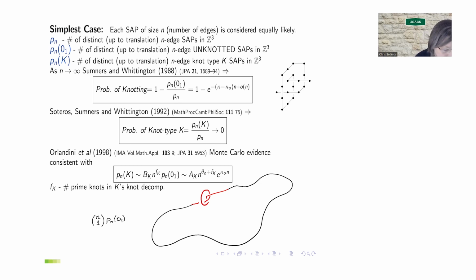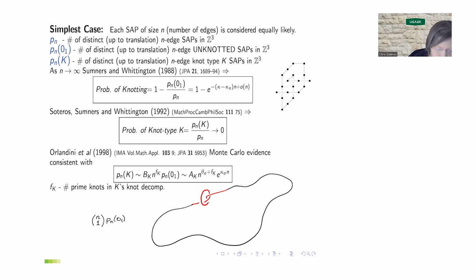There was numerical work by Orlandini et al., a paper earlier in 1996 and then in 1998, in which they conjectured that the scaling form for these counts goes like n to the f_K times the number of unknots, where f_K is the number of prime knots in the knot decomposition K. This is consistent with the idea of knot localization in the following sense.